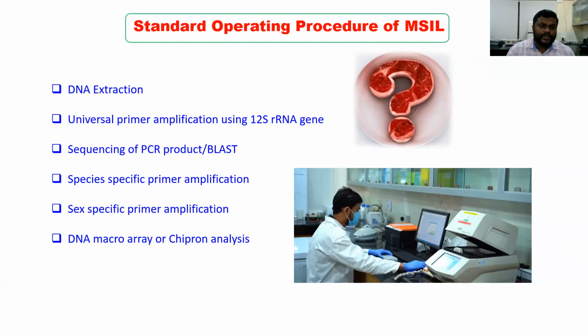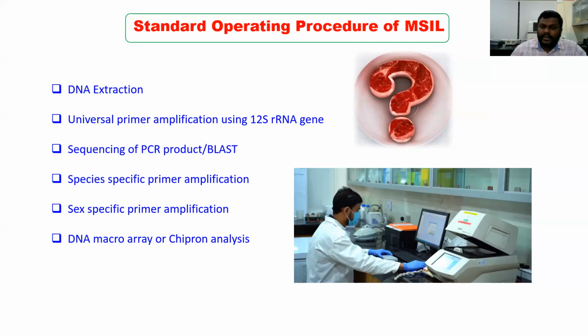The untargeted approach is performed by universal primer amplification. You extract DNA from the sample, and then you use a universal set of primers. The universal primers will amplify any DNA, be it cattle, buffalo, or wildlife. After amplification, we get a PCR product. You evaluate that PCR product in a gel, and once you confirm the PCR product is there, you evaluate it using Sanger sequencing.